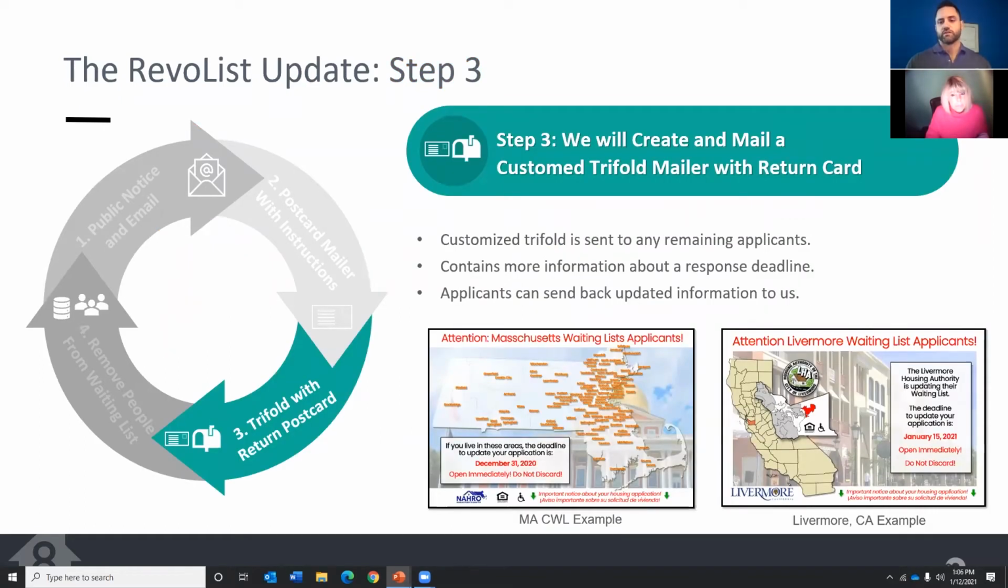After the postcards, any applicant that has still not updated their application will be sent one last mailing, which contains more information about the update. The mailing is customized with your agency logo and contains more information about a response deadline and the chance to send back contact information by mail to RevoList support staff. So housing agencies don't need to process those returns.